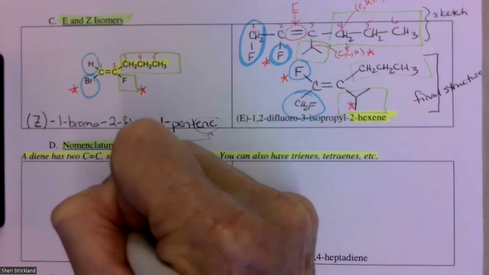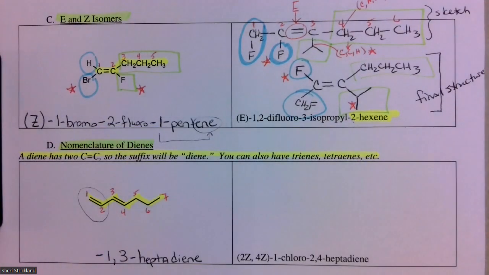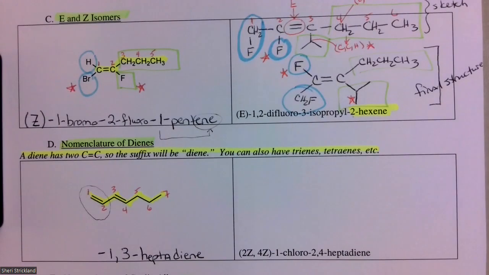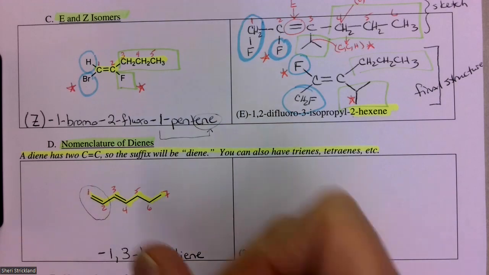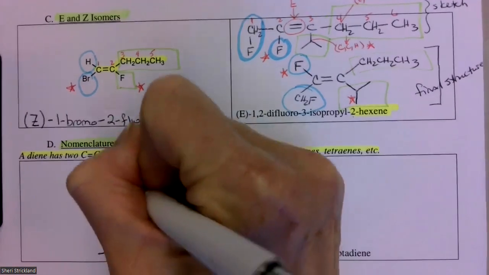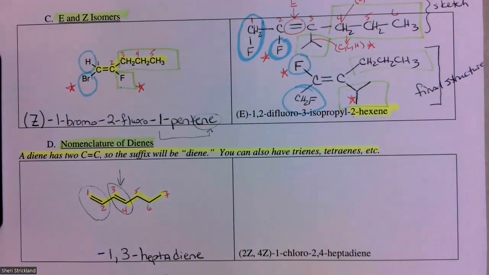Now, does this one have stereochemistry? Do we need to decide whether it's E or Z? No, because there are 2 hydrogens on this sp2 carbon, so we don't do anything there. But this one we do.